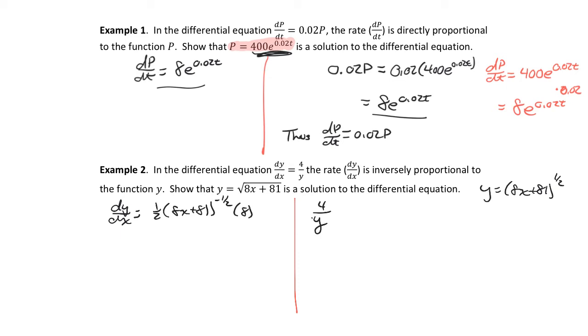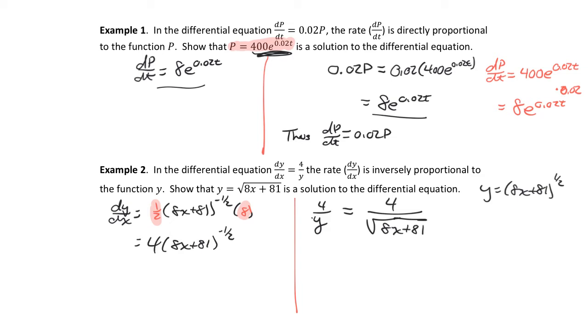And now things seem to be coming together. The 8 multiplied by the 1/2 will give us 4. So we end up with 4 times 8x plus 81 to the negative 1/2. Okay, so that's the left side. That's what dy/dx looks like. Now let's look at what 4 divided by y looks like. Well, that would be 4 divided by y, which is the square root of 8x plus 81.